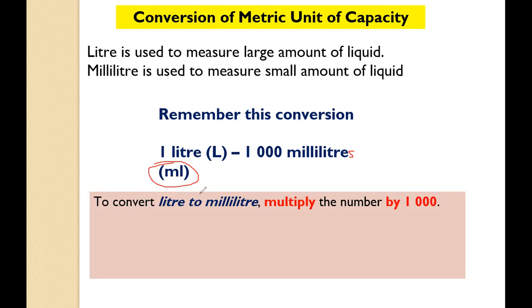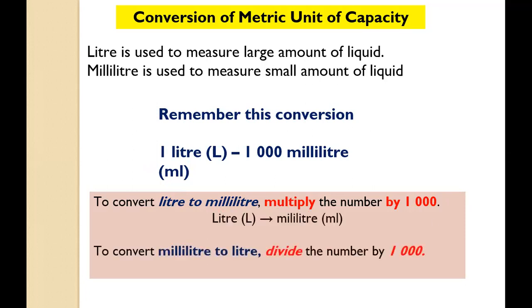To convert liters to milliliters, we need to multiply because, as we said in the previous lesson, when converting from a larger unit to a smaller unit, we need to multiply. Why multiply by 1000? Because 1 liter is 1000 ml. You are going to remember this. And when we convert milliliters to liters, we need to divide, because milliliters are smaller than liters. So when converting from a smaller to a larger unit, we need to divide.